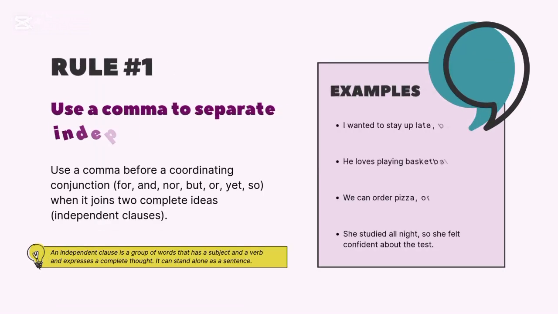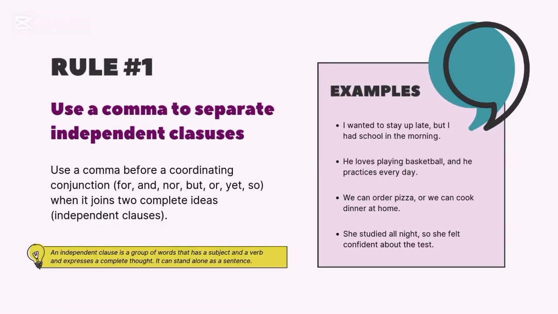Rule 1. Use a comma to separate independent clauses. Use a comma before a coordinating conjunction. Its examples are also shown. Read the complete examples.